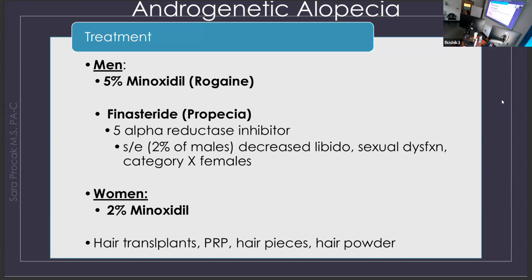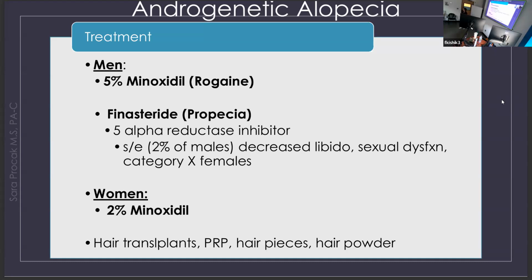Finasteride, also called Propecia, is going to be another medication option for your patient. It's an oral pill, 1 milligram, taken once a day. It works really well because it's a 5-alpha reductase inhibitor, so it stops that enzyme that converts testosterone. Studies show that it can decrease DHT levels in the serum and the scalp by 60%. So it's a nice medication.